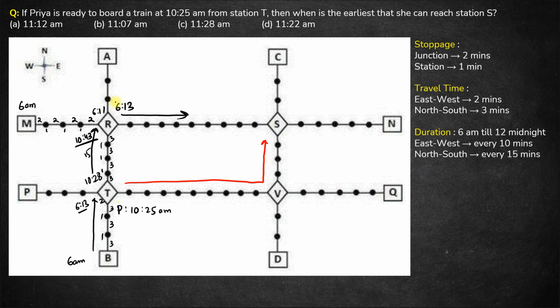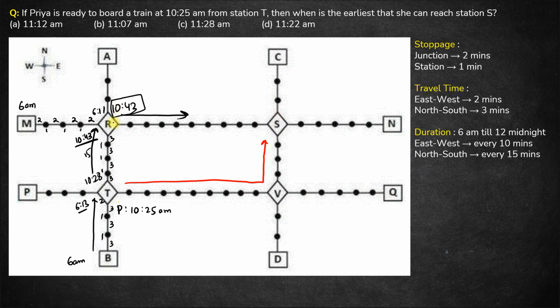Okay. If this is the first train leaving at 6:13, the next train will be after 10 minutes in the east-west direction. So next train will be at 6:23, then 6:33, then 6:43, and so on. So there will be a train leaving at 10:33 and then a train leaving at 10:43. So as soon as Priya reaches R, there will be a train leaving at 10:43. So she will immediately board this train, right? And as soon as she boards, she will immediately leave for S.